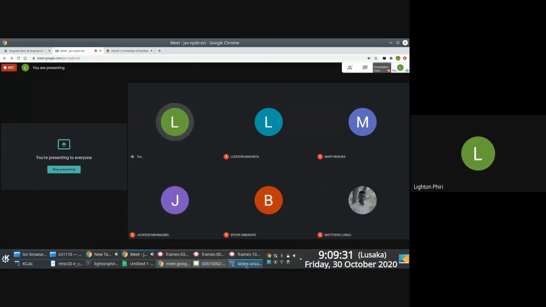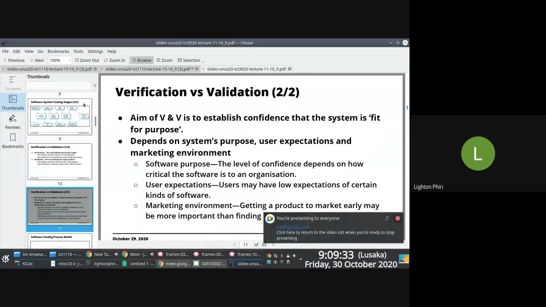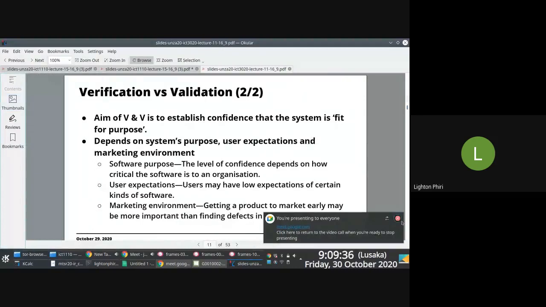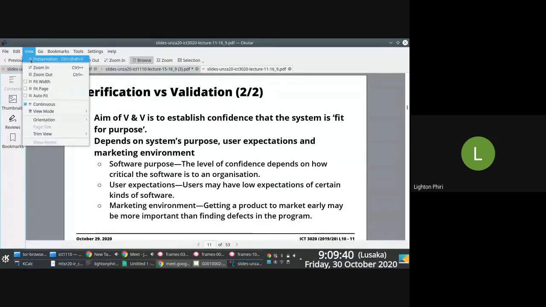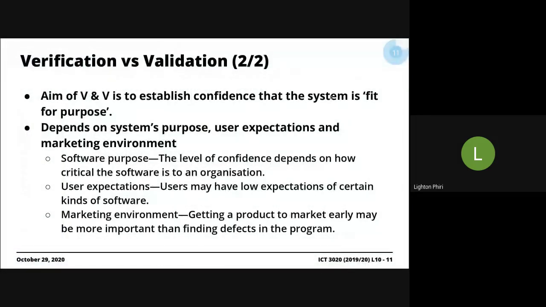Right. So I was talking about the aims of this V&V phase, verification and validation. It turns out that the process itself depends on what the system you're building is going to be used for, its purpose, and what the potential end users expect to derive from the system itself. And to a certain extent, the environment within which the system is going to operate, right?